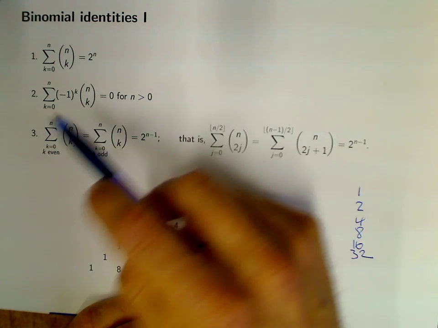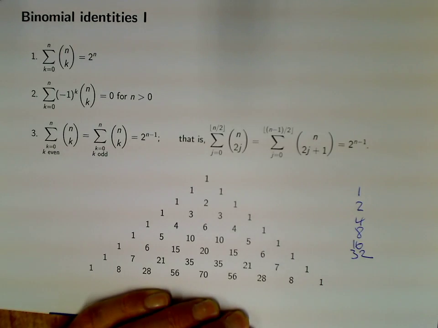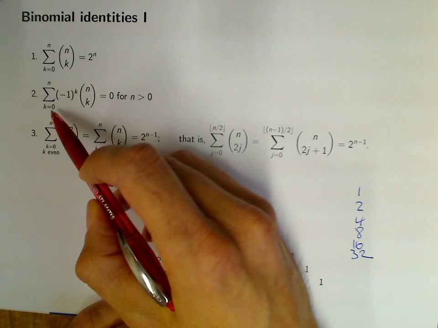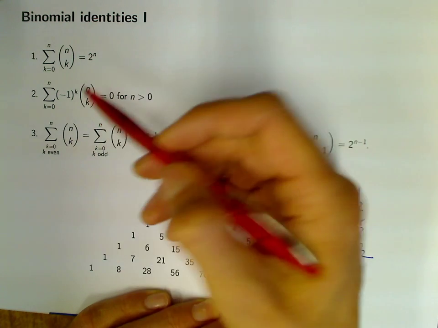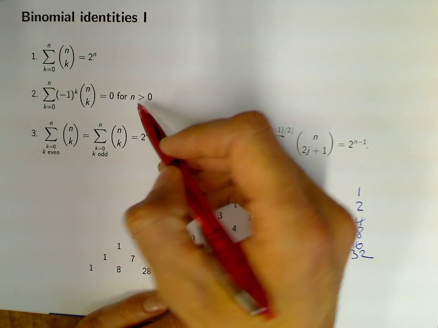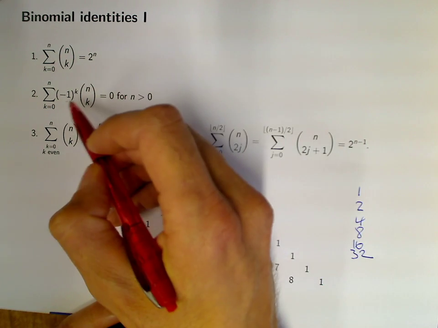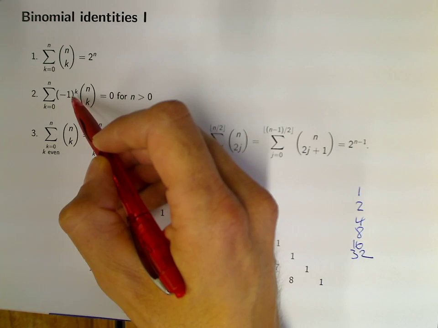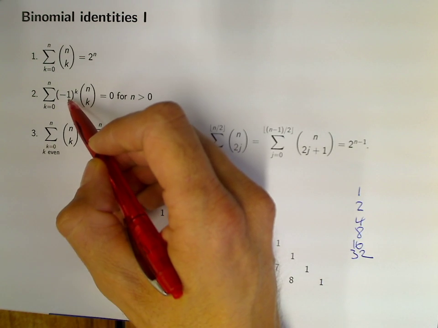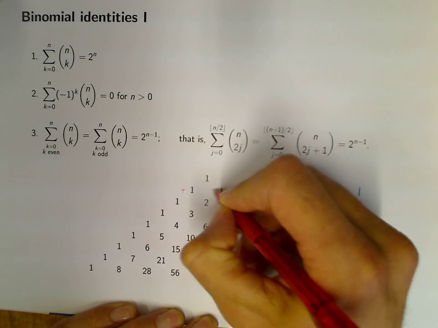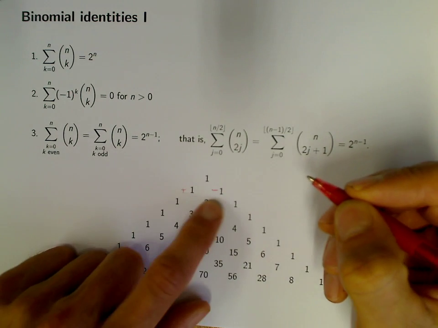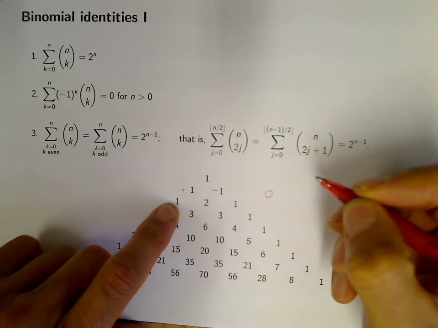So what about this next one? So here we're summing k equals 0 to n of minus 1 to the k, n choose k. Okay, and we're just doing that for n greater than 0. Okay, so as k varies, minus 1 to the k is going to alternate between positive and negative. So if I go across the row, I'm going to have plus 1 and then minus 1. So plus 1 minus 1 gives me 0.